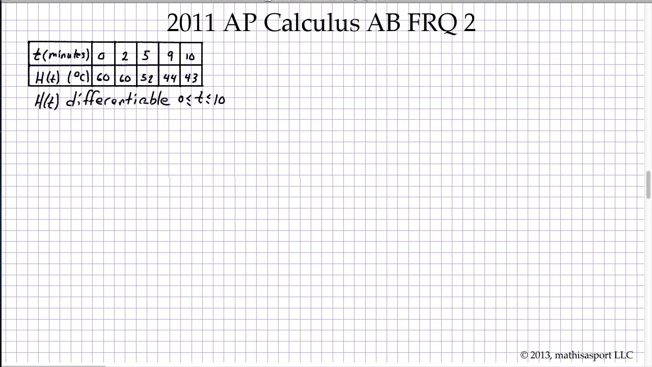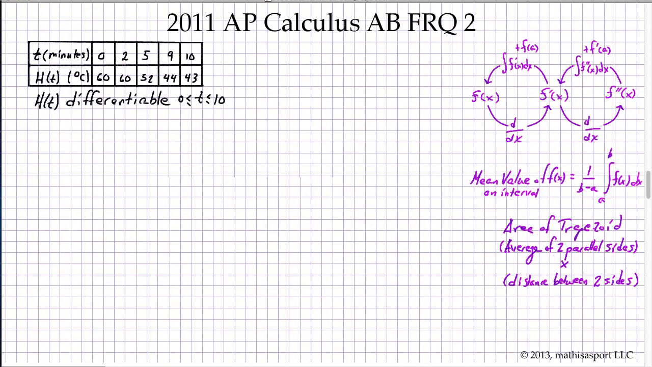Here we're given a function h of t that represents temperature as a function of time, but we're not given it in any sort of symbolic form. Rather, we're given the fact that it's differentiable over the interval, and then some selected values at various points in time. The first thing that is going to prove useful is to situate ourselves within the fundamental theorem of calculus.